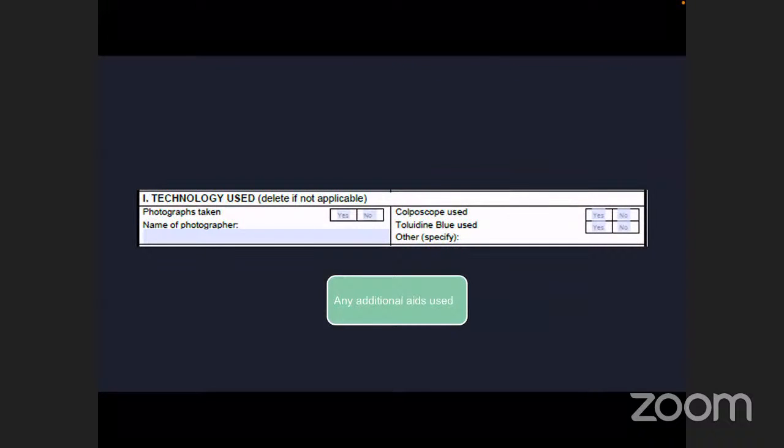Then section I is for any technology used. This would be used if there are any photographs taken of the injuries and when they were taken, and the name of the photographer that has taken these pictures, or any other additional aids that were used. And if toluidine blue is used, which I'll discuss in the next slide.